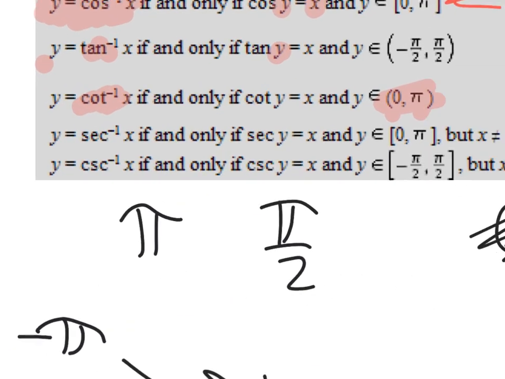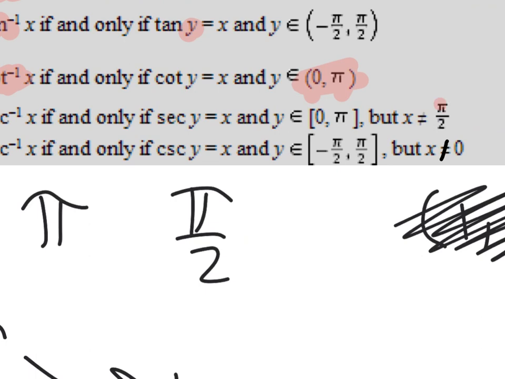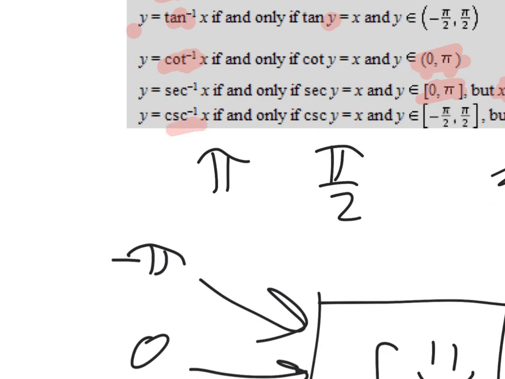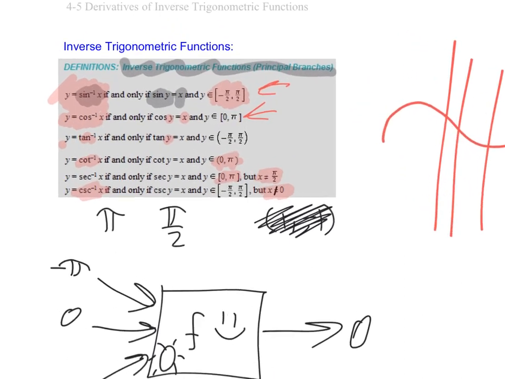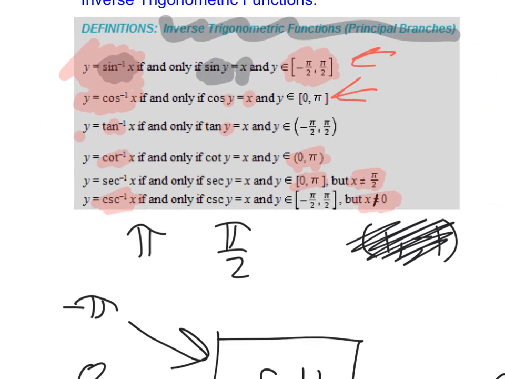But when it comes to secant inverse, secant is 1 over cosine. Cosine is 0 at pi over 2. That's a problem. So we say x cannot equal pi over 2 inside this range. And cosecant is 1 over sine. Again, sine is not allowed to equal 0, and that's when sine equals 0. So that's a no-no. That's a boo-boo. That's what we call a boo-boo in the math business. Alrighty, so this right here are just little definitions. By no means should you ever think that the arc sine is the same thing as cosecant.